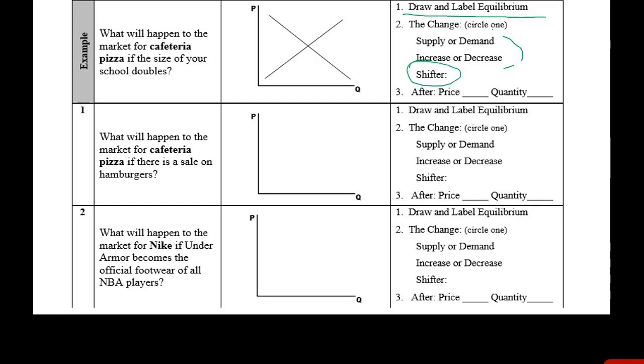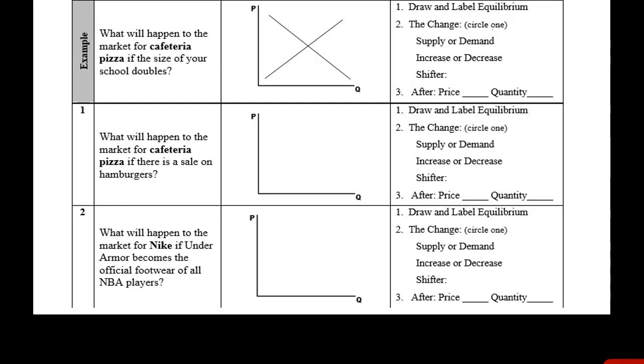This is where you can have your notes out and turn to the page where the shifters are for supply and demand. And then we have to note what happens to the price and quantity after these shifts. Okay, so let's do that. We have our curves already drawn.